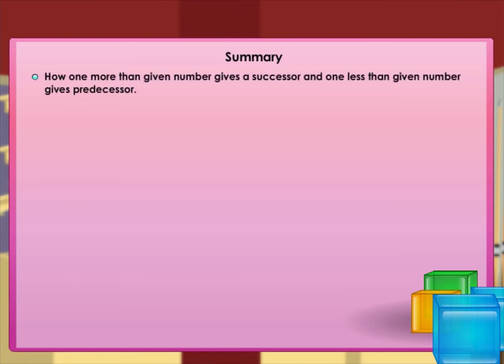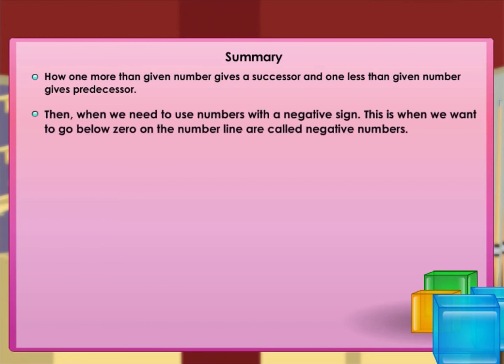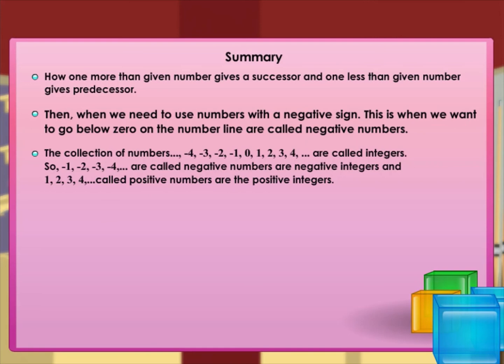Summary. So far we have discussed how one more than the given number gives a successor and one less than the given number gives the predecessor. Then, we need to use numbers with a negative sign. That is, when the numbers go below 0 on the number line, they are called negative numbers. The collection of numbers -4, -3, -2, -1, 0, 1, 2, 3, 4, etc. are called integers. So, -1, -2, -3, -4 and so on are called negative numbers, or negative integers.